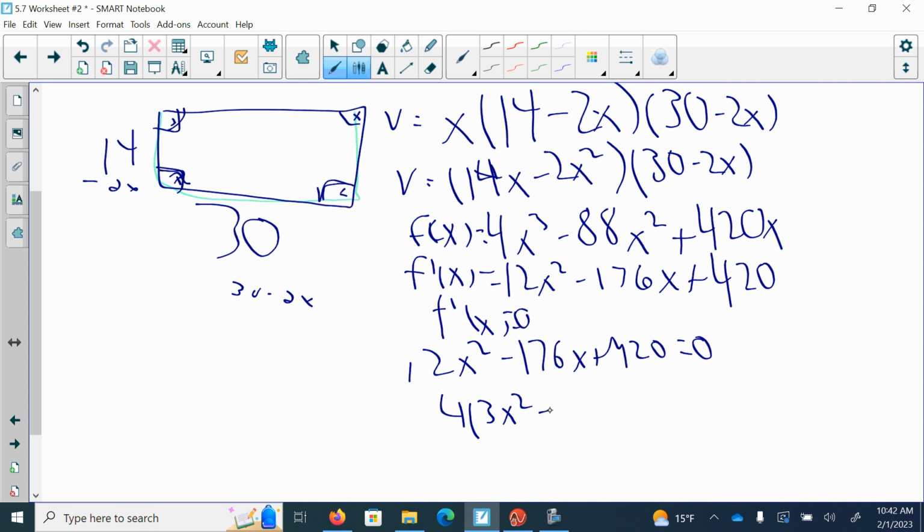It's not square. Because your piece of rectangle starts off 30 by 14. The sides that you carve out have to be the same height, so they meet. So one side is going to be 30 minus 2x, and the other one's going to be 14 minus 2x. It's not going to be a square base.